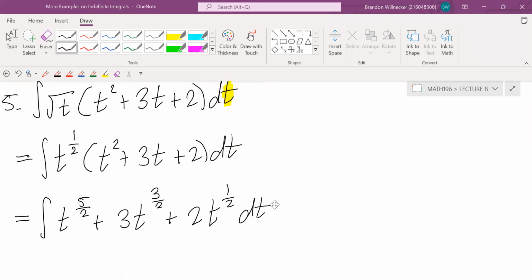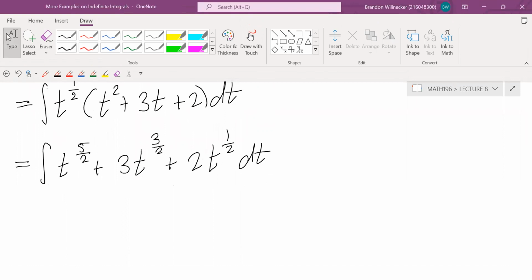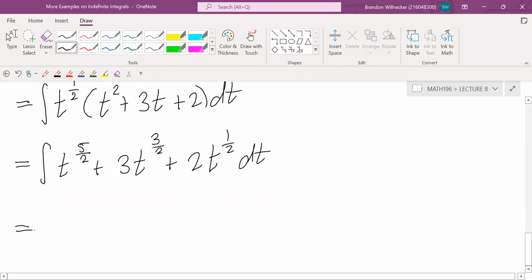We can then apply the power rule for antiderivatives. So adding 1 to the first power gives us 7/2. We need to divide by that, so we get 2/7 t to the 7/2, plus, it's going to be 3 times 3/2 plus 1, which will be 5/2. So it will be 6/5. So that's 3 times 2/5, so it's 6/5.